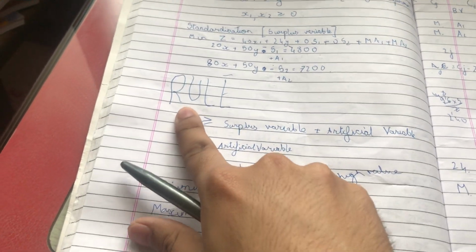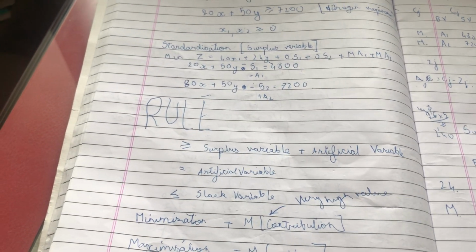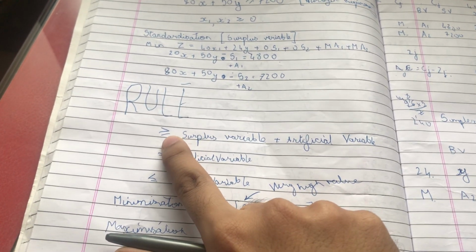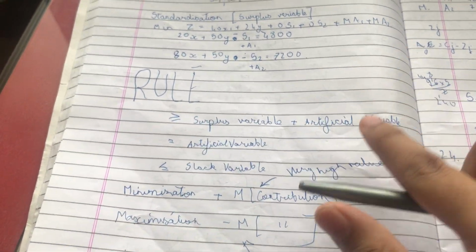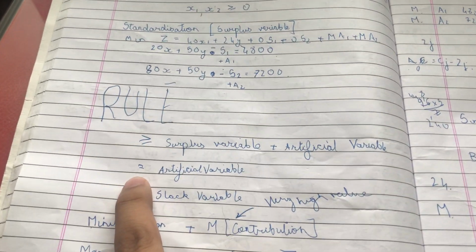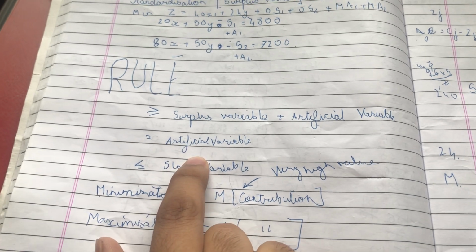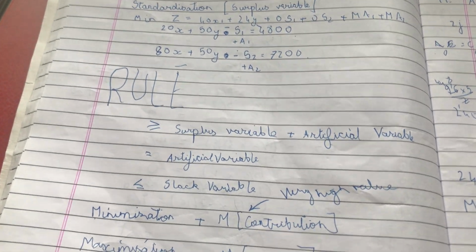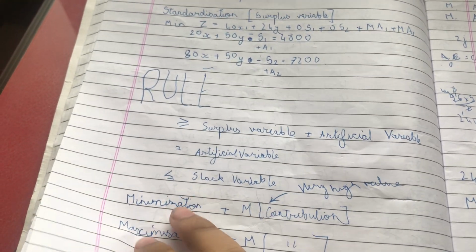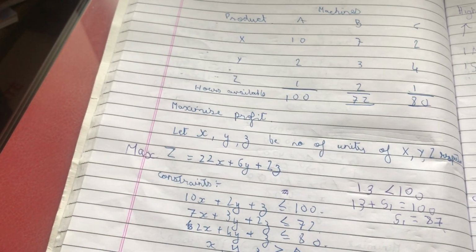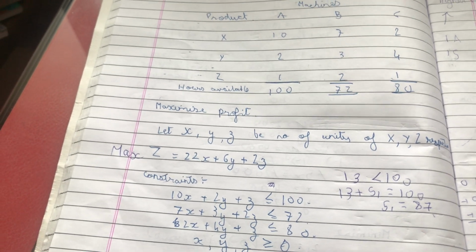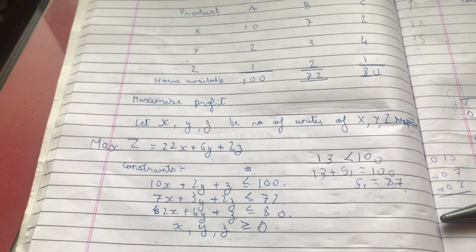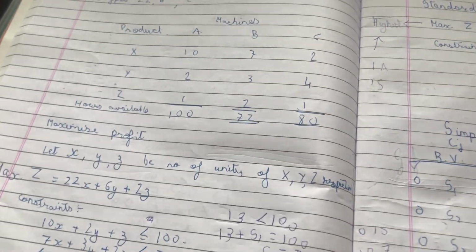So we have another rule that is present in the slack variable concept. If there is a greater than or equal to sign, then you introduce a surplus variable and an artificial variable. If you have an equal to sign, you introduce only an artificial variable, and if you have a less than or equal to sign, you introduce a slack variable. I'll talk about what surplus is and what artificial is when I explain the minimization concept. For now, we are only focusing on maximization.